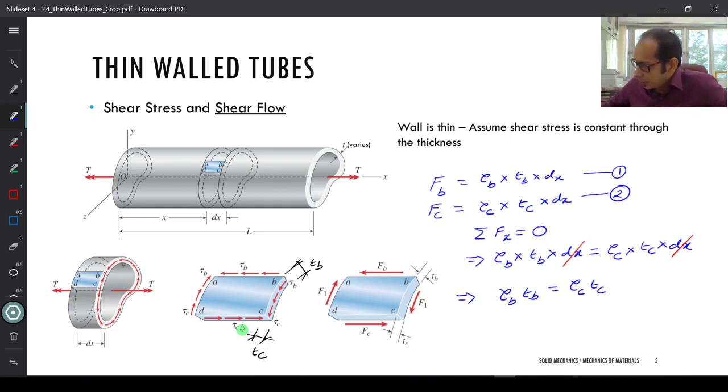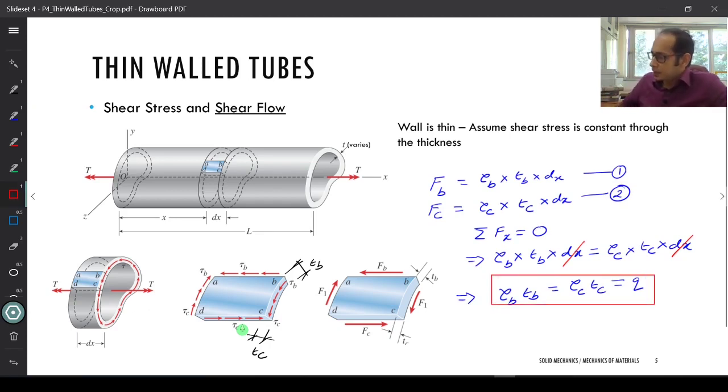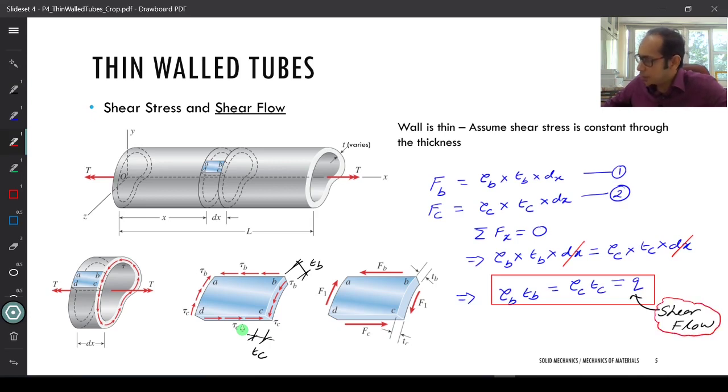This particular product can be denoted by a variable Q, right? This Q remains constant across this entire cross section, and this Q is known as shear flow. So this is very important. So let's just make a marker over here. This Q that I just wrote over here is known as shear flow, right? This is an extremely important concept, and later you will see we will study this a little bit more in detail when we talk about shear stresses in beams and so on.